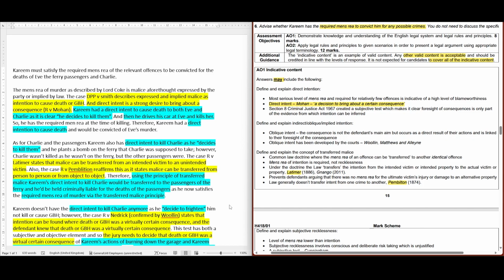So go ahead, try this answer for yourself, and if you already have, mark it and assess it and see how many marks out of 20 you think you deserve.